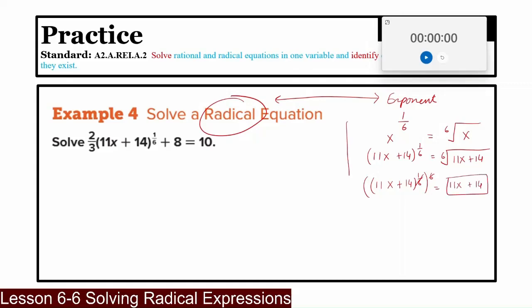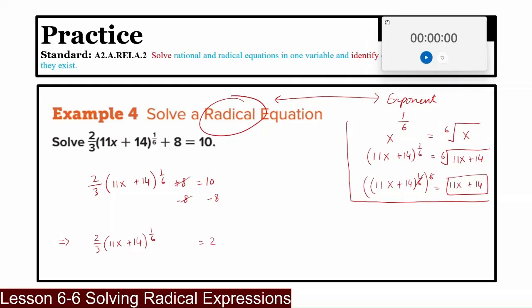So knowing these facts would help us solve this right here. Alright, so let's do that. Let's solve this. We have 2/3 times 11x plus 14 raised to 1/6 plus 8 equals 10. The first thing I have to do is get rid of this 8. So I subtract 8 from both sides, and I get 2/3 times 11x plus 14 raised to 1/6 equals 2.